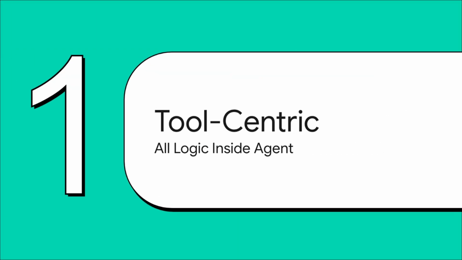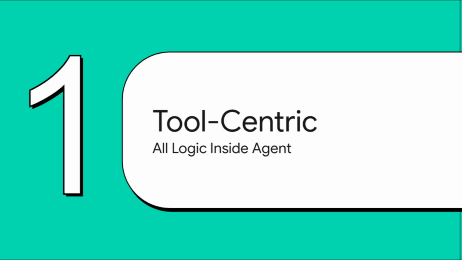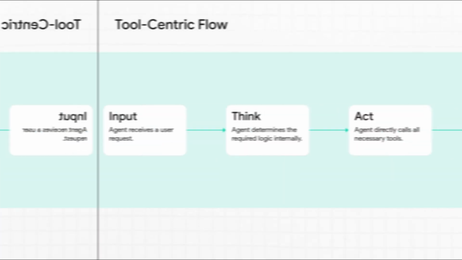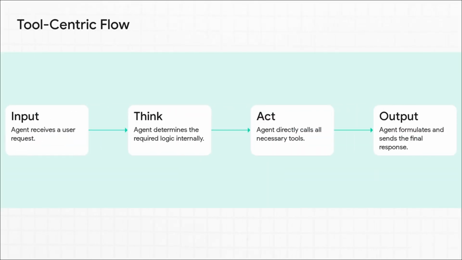Okay, so let's start at the beginning. We'll call this the crawl phase. It's the simplest, most direct way to build an agent. It's what we're calling the all-in-one, tool-centric approach, where basically one single agent does, well, everything. So if you look at how this works, it's super straightforward. A request comes in, the agent does all of its thinking right there on the spot, it figures out which tools to use, calls them directly, and then spits out the final answer. It's all self-contained. Everything happens right inside that one little box.